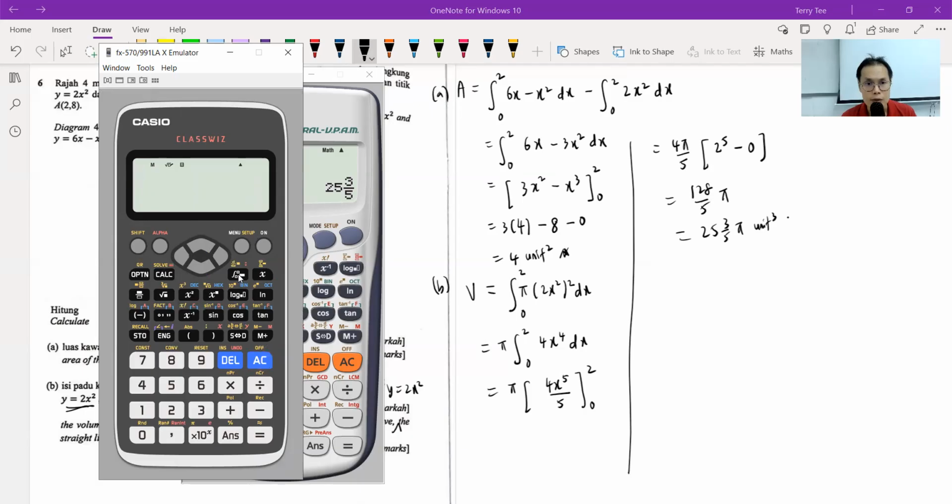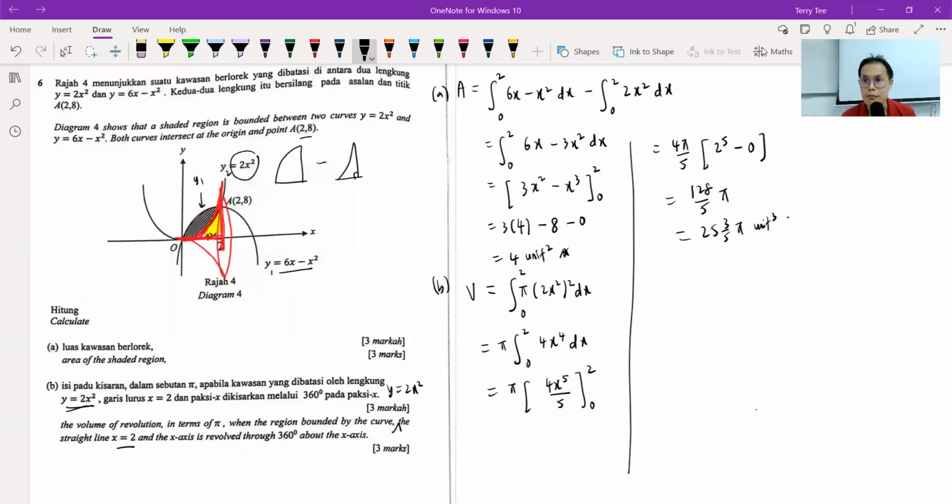The first one, we can integrate like this too. So let's say I use 6x minus 3x squared, lower limit 0, upper limit 2. And this answer is 4.